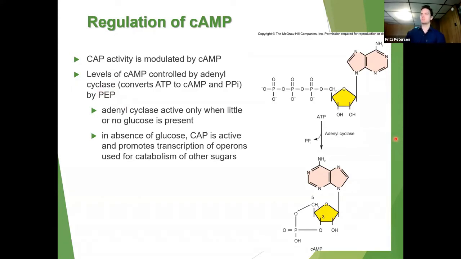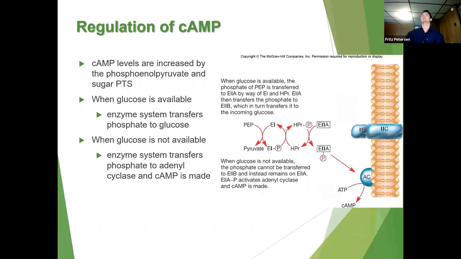And then in the absence of glucose, the CAP protein is active and promotes the transcription of operons used for the catabolism of other sugars, again allowing the bacteria or the organism to use other sugars when glucose, its preferred sugar, is not present. So how is this done?